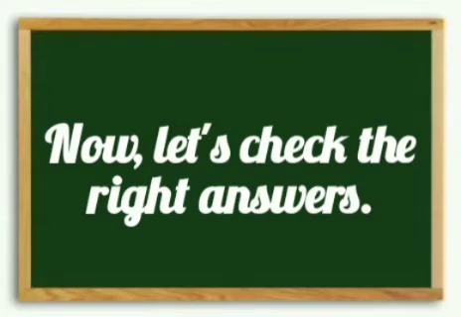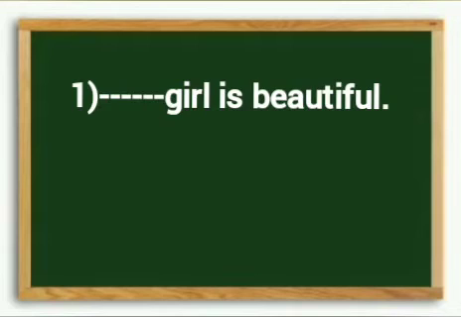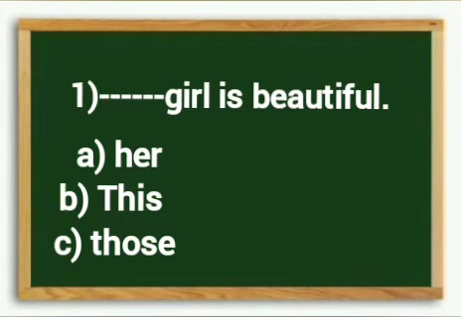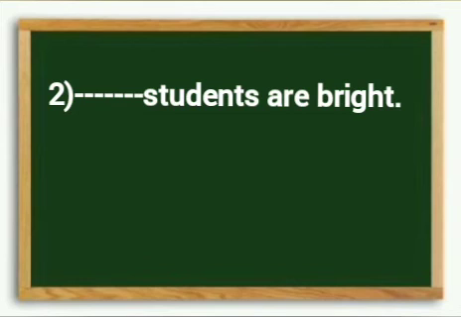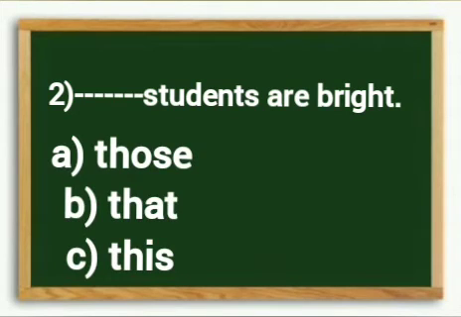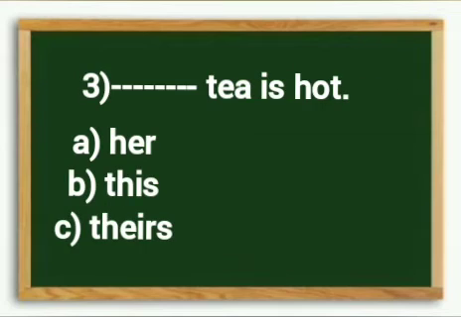And now, let's check the right answers. Number 1, girl is beautiful. What is the correct answer? A, her, B, this, C, those. The correct answer is this. Good job. Number 2, students are bright. What is the correct answer? Those. Good job.